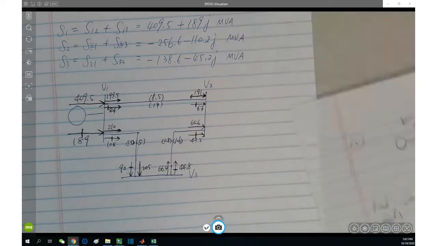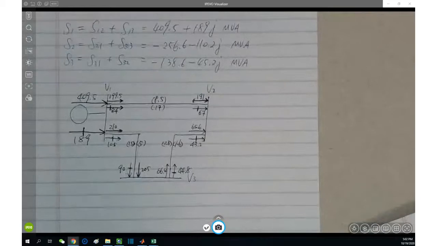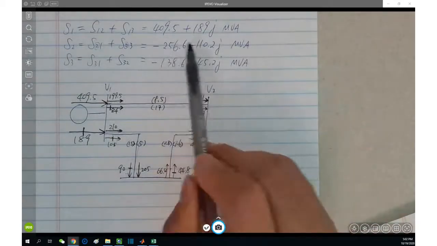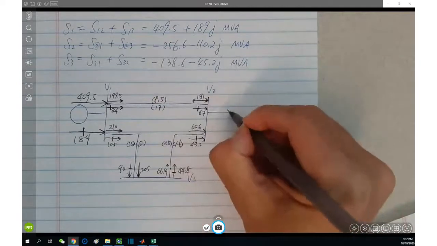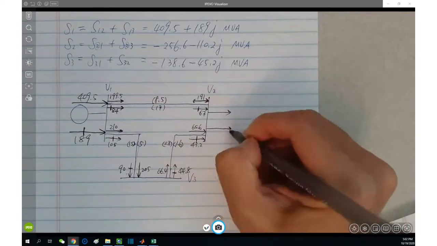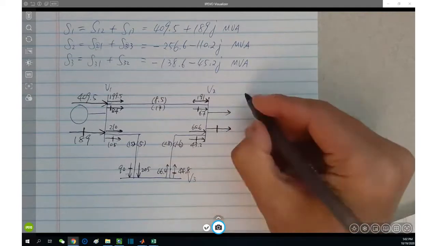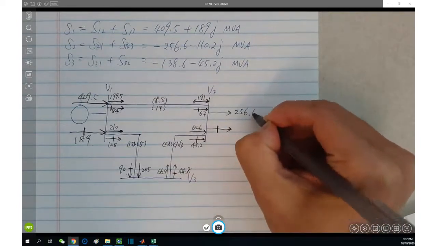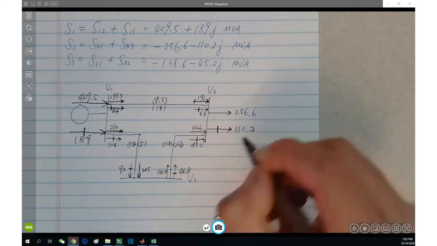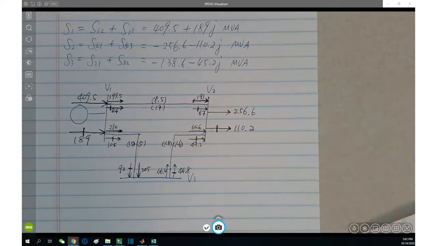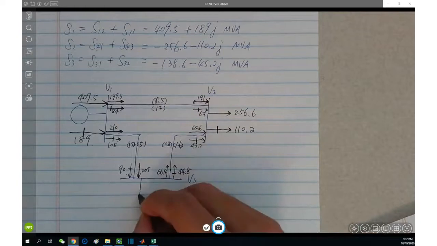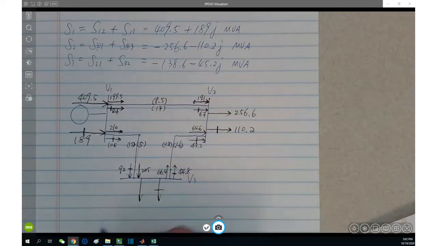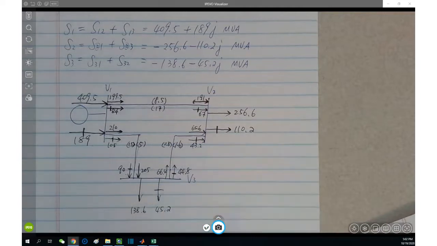And then the bus power. S2 here is negative. Negative means what? Negative means leaving, towards the right. Active is 256.6, reactive is 110.2. S3, same thing: active 138.6, reactive 55.2.